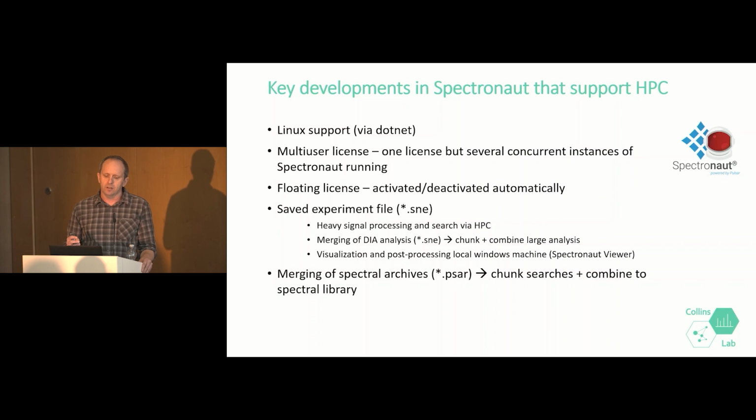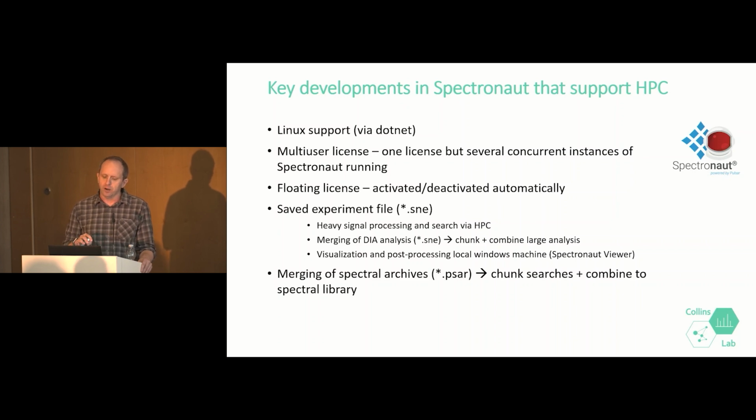A floating license is also actually quite important. It turns out that the Spectronaut license is activated and deactivated automatically, because in the past you had to do this explicitly, and this was problematic running in a parallel way. So this is very nice. Also core, I think, is this saved experiment file, this SNE file that you'll probably be familiar with if you're a Spectronaut user. This allows you to do the heavy signal processing on the HPC and then move this saved experiment file to a local Windows machine to visualize the data and potentially do some post-processing, whatever renormalization or threshold changes, these kinds of things.